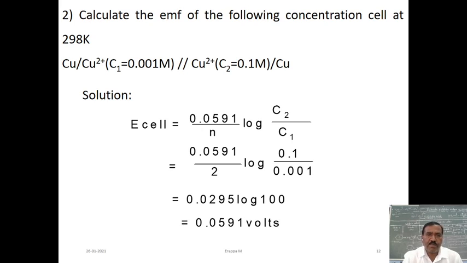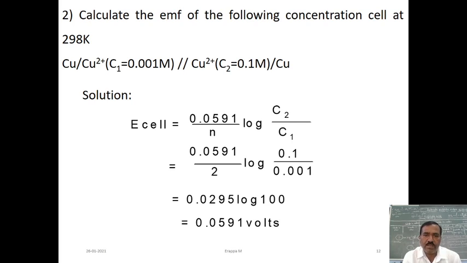Second problem: calculate the EMF of the following concentration cell at 298 Kelvin. Cu | Cu2+, its concentration C1 is given as 0.001 M, and another Cu | Cu2+, C2 concentration is given as 0.1 molar. That is a concentration cell. Solution for this: E of cell is equal to 0.0591 divided by n log of C2 by C1, that is equal to 0.0591 divided by 2.